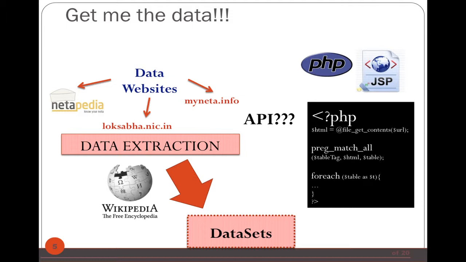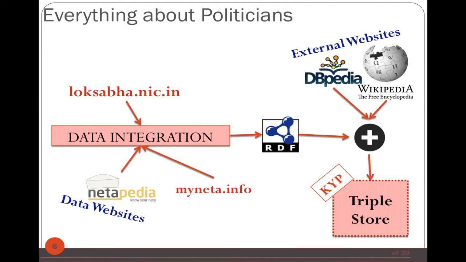After extraction, we also combined some data from Wikipedia and made it into our data sets. First we stored it as CSV files. So extraction done, step 1 done. The next step was to integrate the data and convert it into RDF, and also link it with external websites like DBpedia and Wikipedia to create our own triple store, the KYP, that's the Know Your Politician triple store.